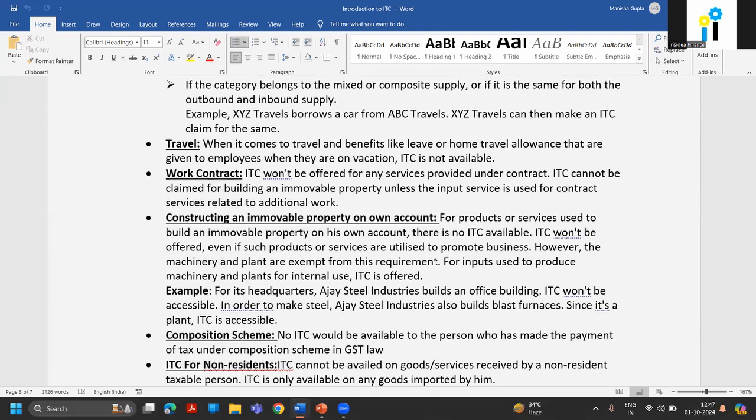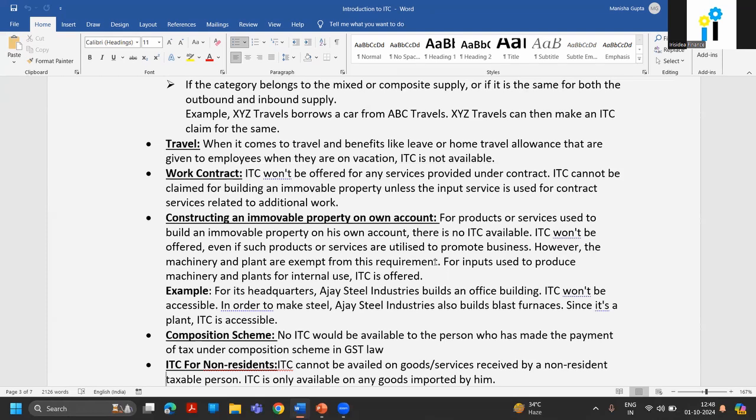Construction of immovable property on own account. For a product or service you use in building an immovable property for your own account, at that time you cannot claim ITC. ITC will not be offered even if such product or service is utilized to promote business. However, machinery and plant are exempted from this requirement. For inputs used to produce machinery and plant for internal use, ITC is offered.